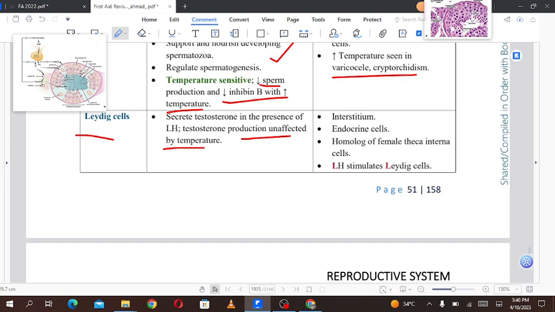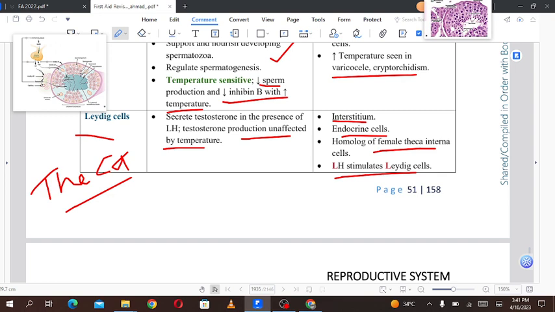They are present in the interstitium, right? They are endocrine cells, homologous to the female theca cells. So Leydig cells are the theca cell analog, and LH stimulates the Leydig cells, while FSH stimulates the Sertoli cells. There was an S in FSH, and that S was for the Sertoli cells.